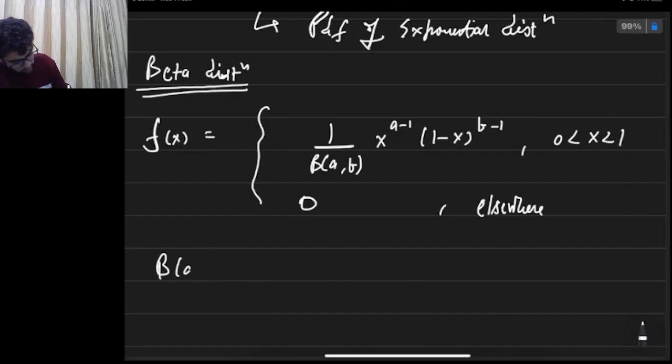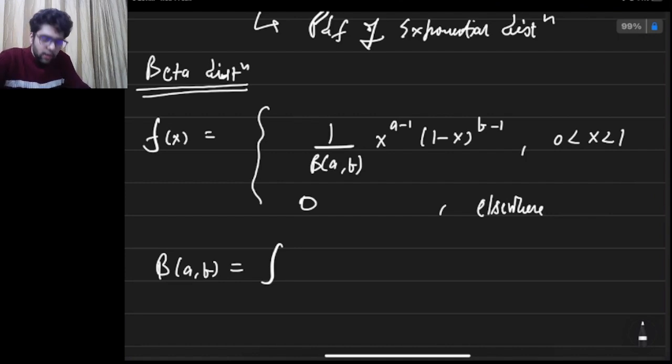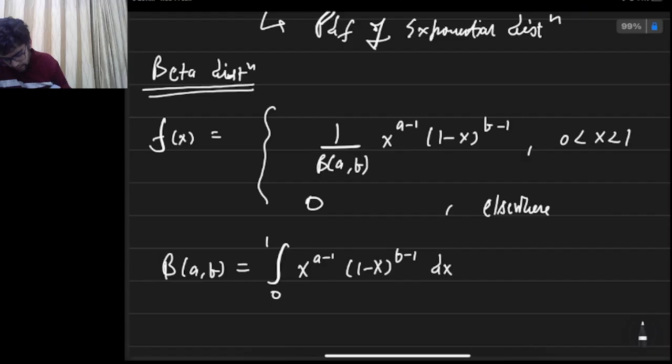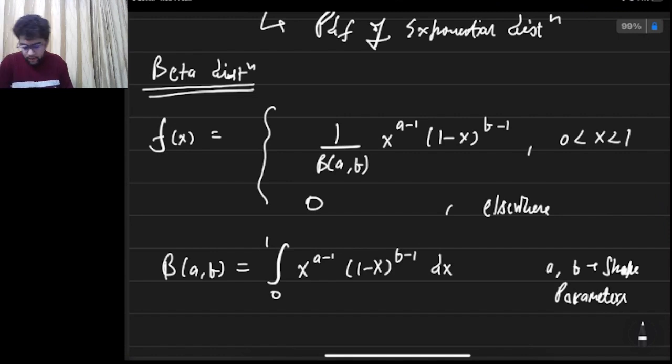So let me just write what the beta variable is here. Like we had the gamma integral, this is the beta integral, as I'm calling it. So this is the integral of x to the power a minus 1 and 1 minus x to the power b minus 1 dx from 0 to 1. Now a comma b are the shape parameters, like we had alpha earlier in the gamma distribution. A and b are the shape parameters.